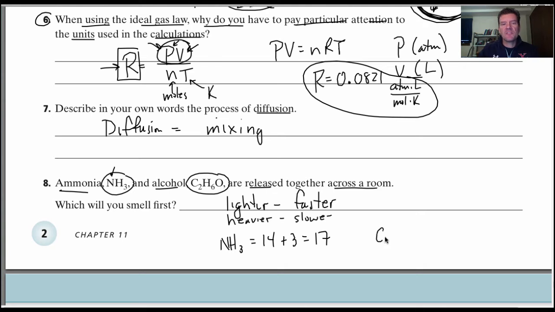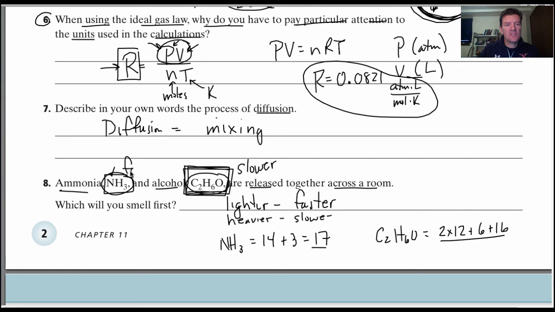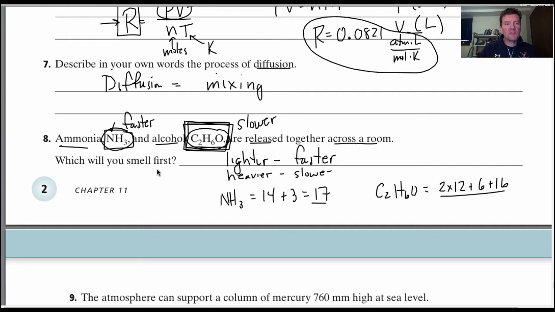Now for C2H6O, you probably see already that this one's going to be greater. Carbon is 12, so that's 2 times 12, plus the 6 hydrogens, plus the oxygen, which is 16, and you can already see that's going to be greater than 17. So it is the C2H6O, this alcohol, that is going to be heavier, so this is slower, and the NH3 is lighter, so this is faster. Okay? So which one you smell first? You'll smell the NH3 first.